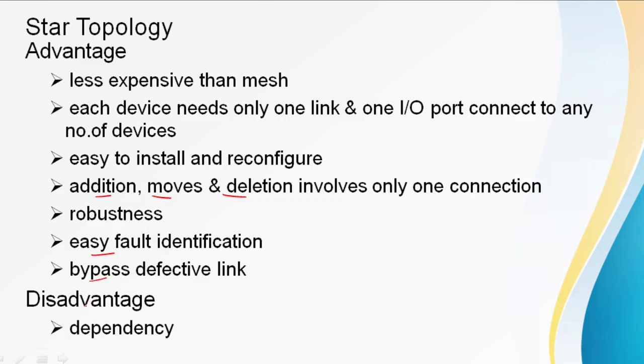So the main disadvantage of the star topology is dependency. That is, the whole topology must depend on one single point, that is the central hub. If the hub goes down, the entire system will be dead. So dependency is the main disadvantage in star topology. Mainly the star topology was used in LANs. So our next topology is bus topology.